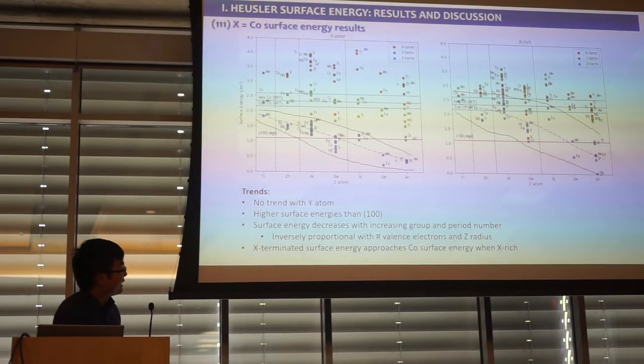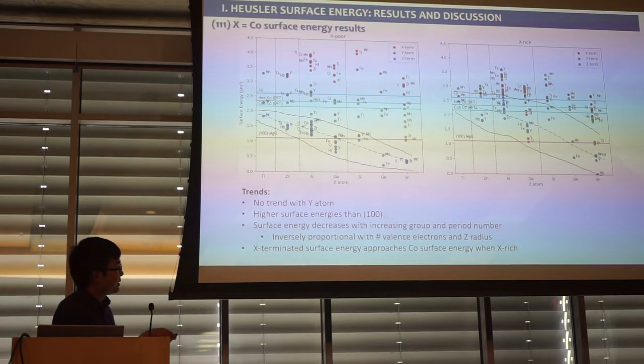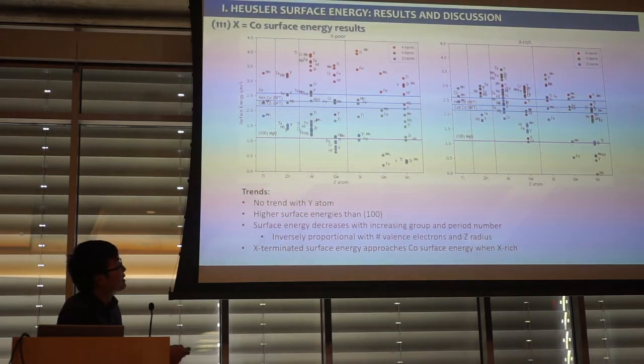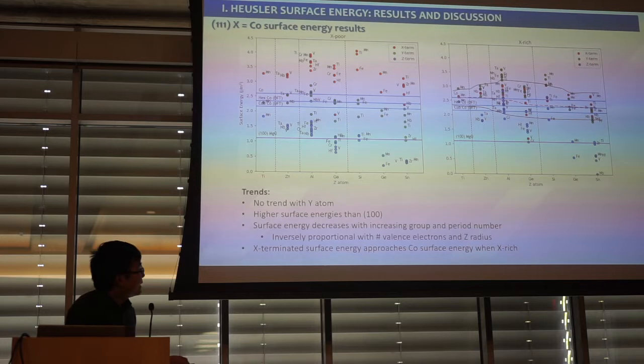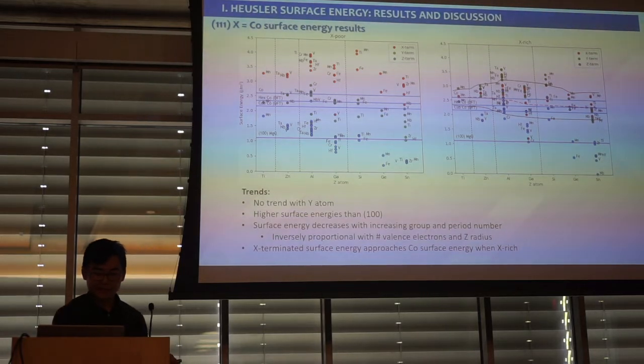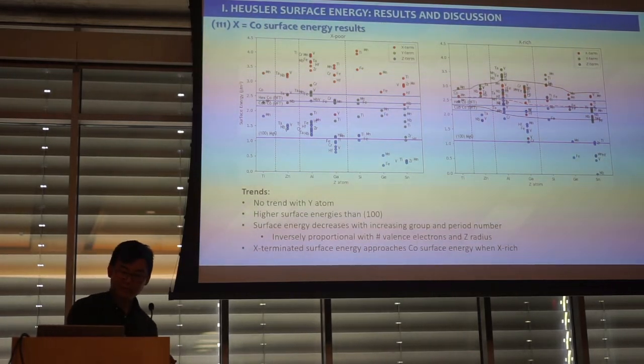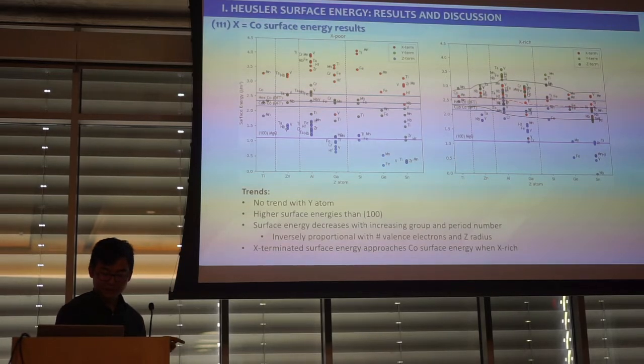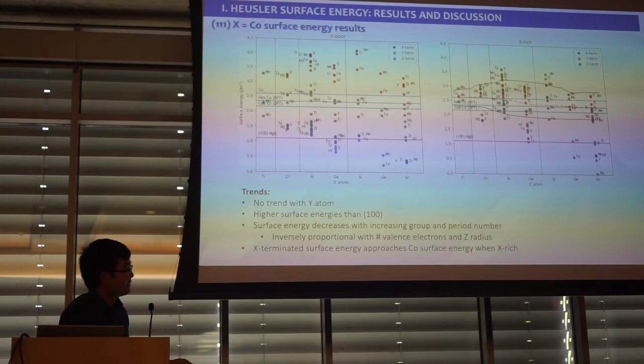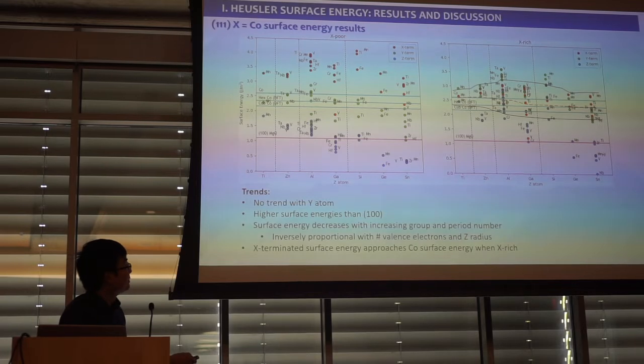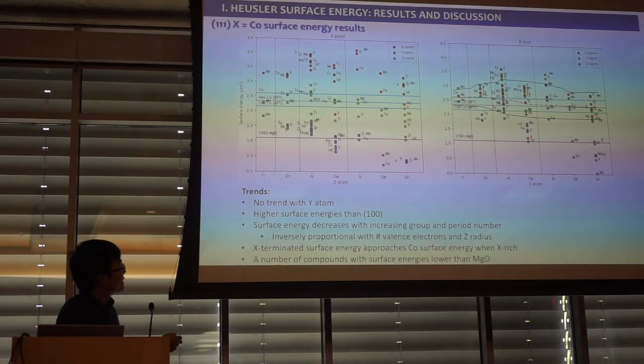And one thing that I thought was interesting to point out here is that the X terminated surface energy approaches the cobalt surface energy in the X-rich condition. And so you can kind of see that here. This suggests that when we have an X-rich condition and a surface terminated by a cobalt atom, that is a very similar condition to the bulk cobalt surface, and so we get this very similar surface energy. And we also find a number of compounds with surface energies lower than MgO.